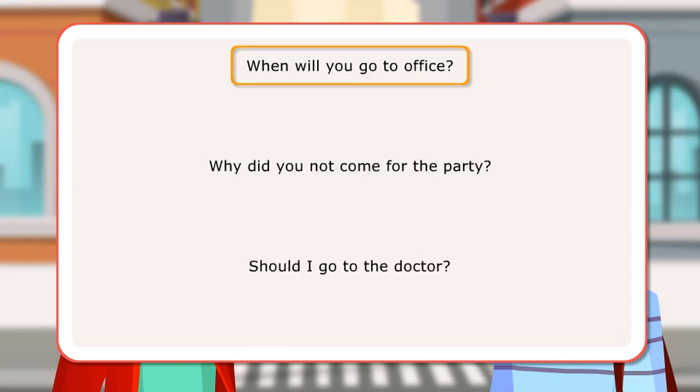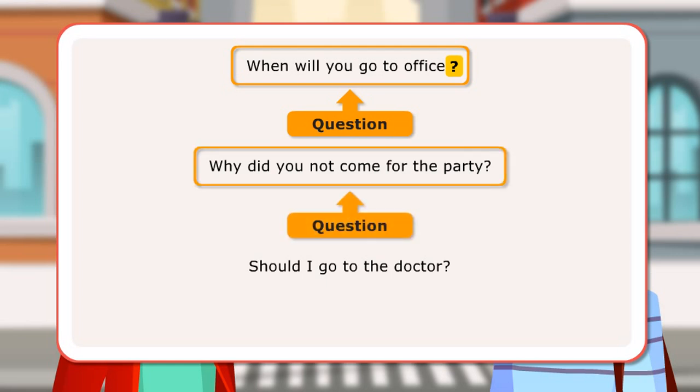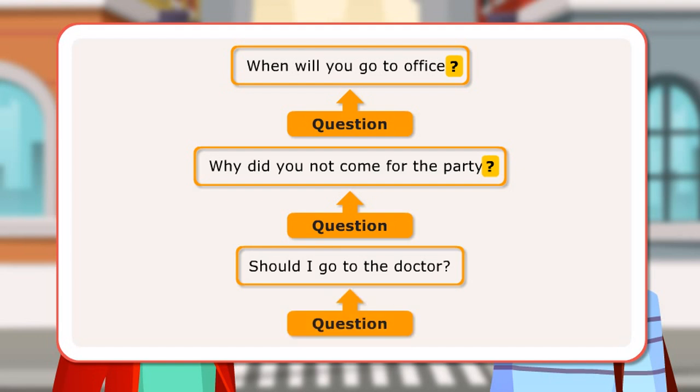The first sentence is a question as it asks something and has a question mark at the end. The next sentence also interrogates and ends with a question mark. So it is a question. The third sentence also is a question as it demands an answer and has a question mark at the end.